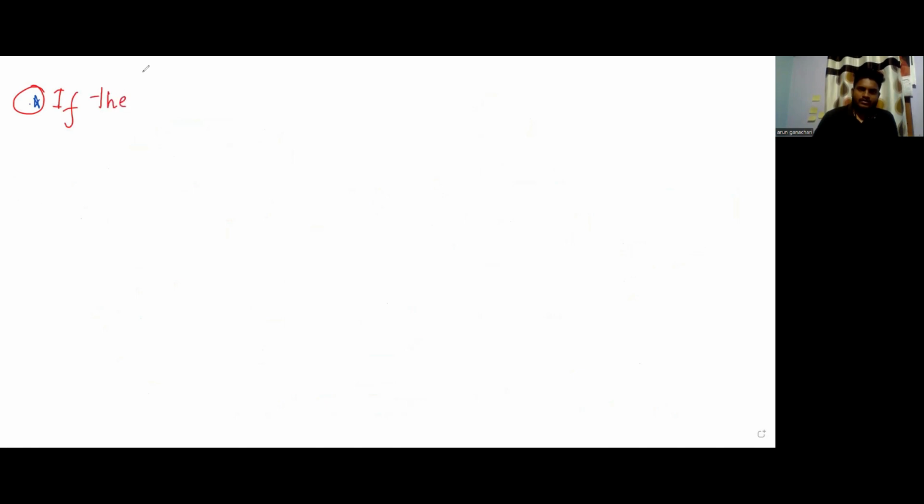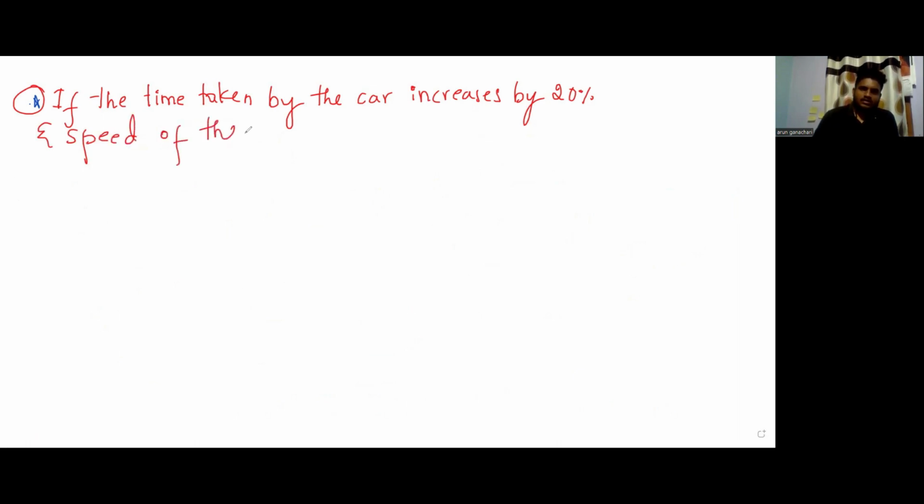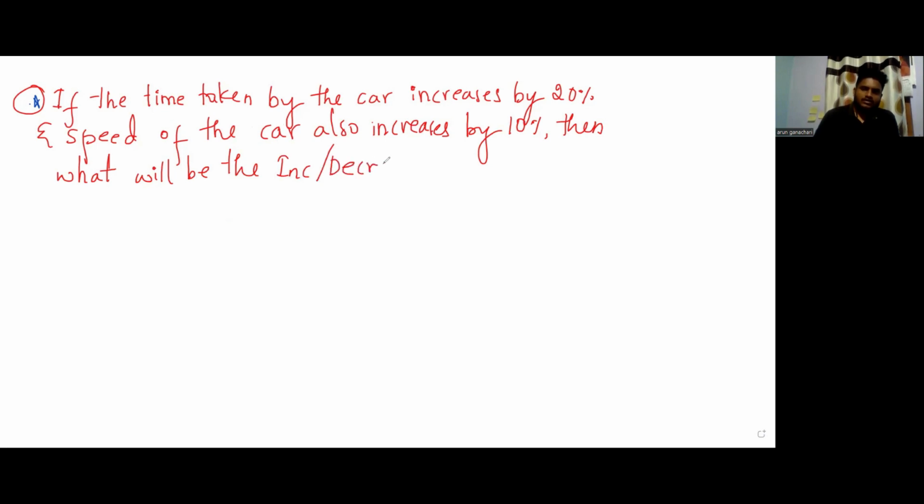If the time taken by the car increases by 20% and the speed of the car also increases by 10%, then what will be the increase or decrease percentage in distance?